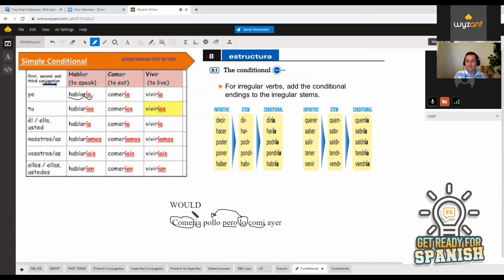All right. So again, this is very similar to the future tense. You have irregular verbs. For the irregular verbs, we don't attach the endings to the infinitive. We have to learn the stem. Okay, and these are all of them. These are all of them. So not a lot to memorize on this one. That is a good thing. All right.